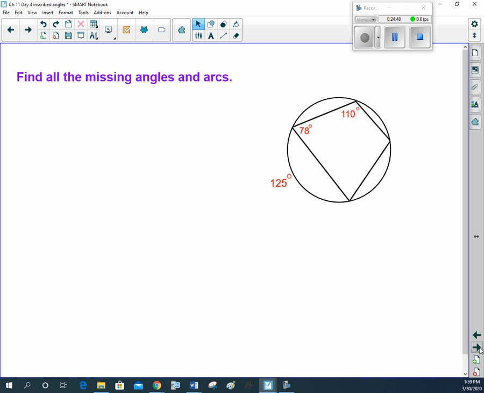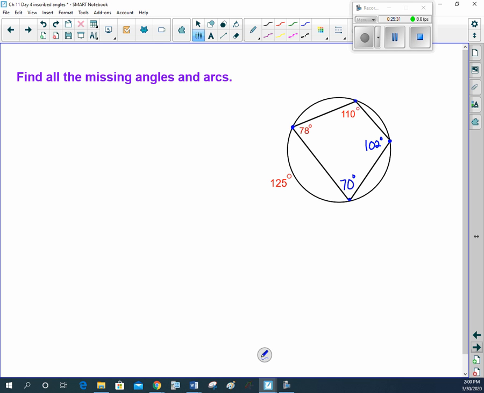All right, so this one just says find all the missing angles and arcs. We can use any theorem we want. So right off, right in my head, we just did, if we've got an inscribed quadrilateral, then these opposite angles are supplementary. So 110, opposite 110 would be 70 degrees because 110 plus 70 is 180. And then you can do the opposite is 78. 180 minus 78 would give you 102, or you could have done the theorem that inside a quadrilateral all four angles add up to 360. Either way. So now we got all the inscribed angles.